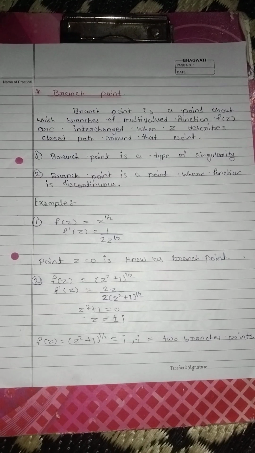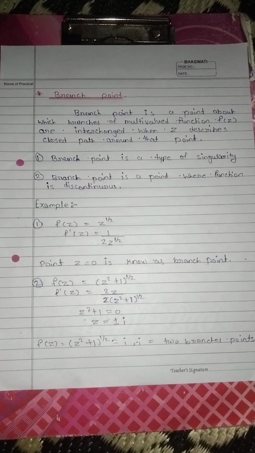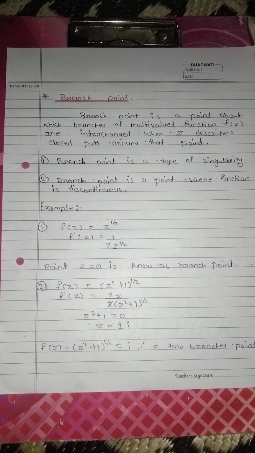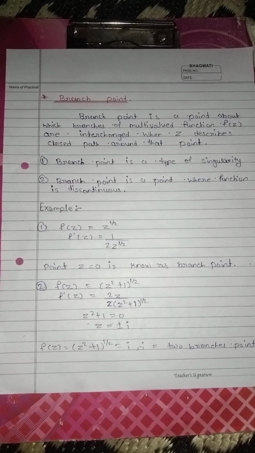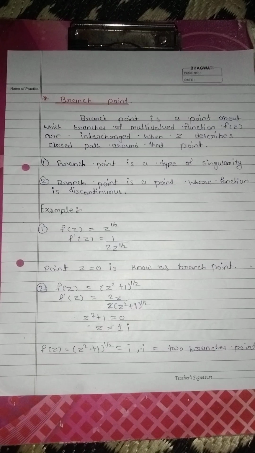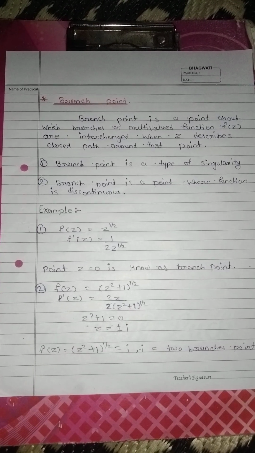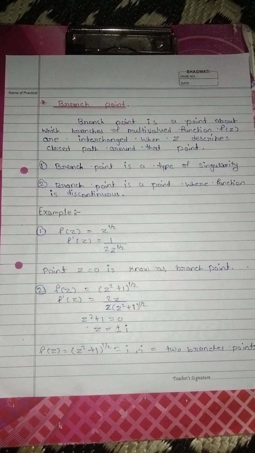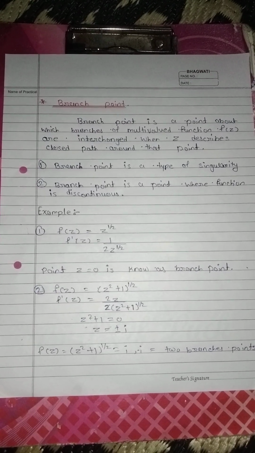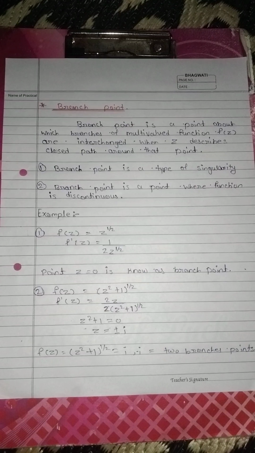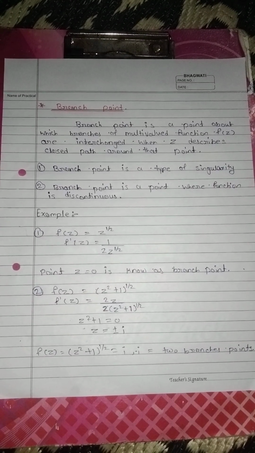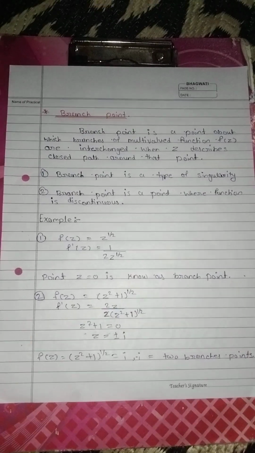Now branch point. A branch point is a point about which the branches of a multivalued function f of z are interchanged when z describes a closed path around that point. A branch point is a type of singularity. Second, a branch point is a point where the function is discontinuous.